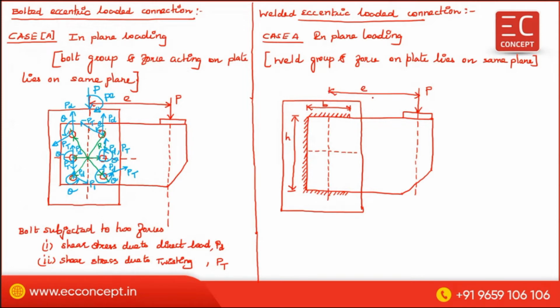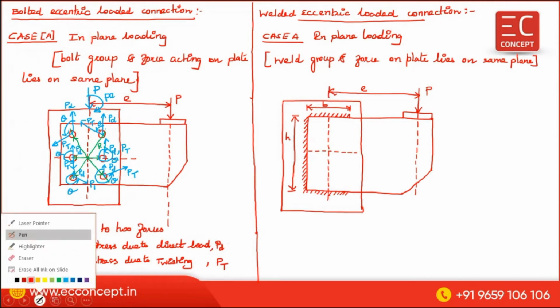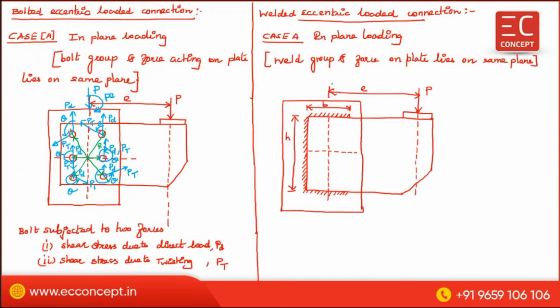Now, because of this eccentricity, we can convert this load about its centroid for our analysis. If you convert it about the centroid, two forces are acting: one is P, and another is a twisting moment, P into E. This is also in-plane loading. This is the bolt group and this is the load, and both lie on the same plane, right?